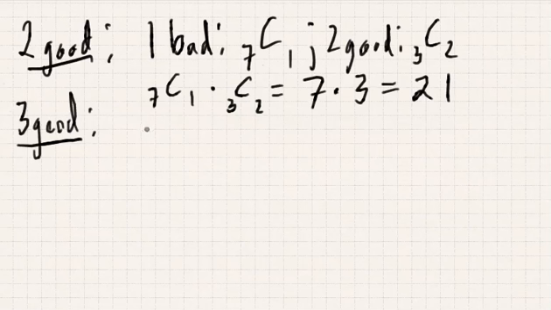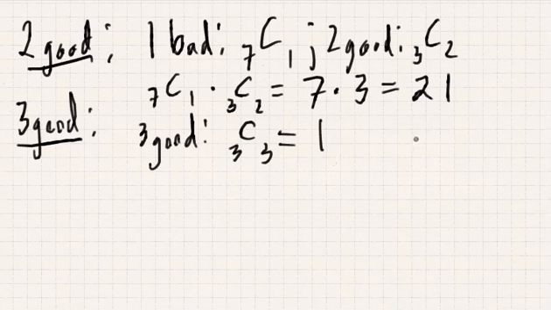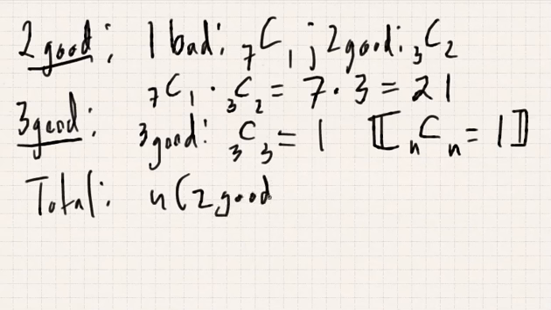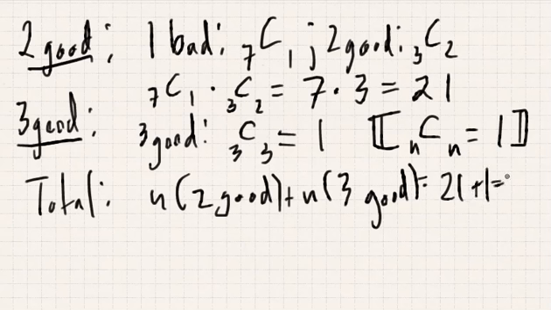So there are 21 ways that I could have pulled out 1 bad and 2 good batteries. If I pull out all 3 of the good batteries, well, there are only 3 good batteries. That must mean I pulled out no bad batteries. There's only one way that I could possibly pull out all 3 of the good batteries. In general, n choose n is equal to 1. So this means that the total number of ways is the number of ways that I could have 2 good plus the number of ways that I could have 3 good, because these are completely disjoint sets. It's 21 plus 1, which is 22.